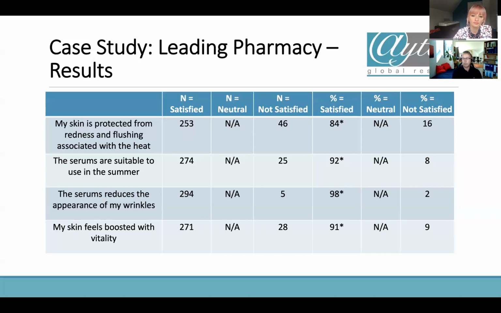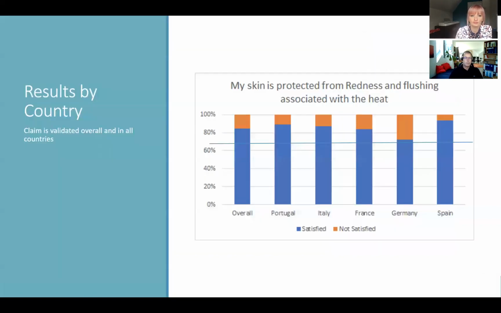Just taking some examples, this was quite a big test with quite a few claims. The serums are suitable to use in the summer. The serum reduces the appearance of my wrinkles. And my skin feels boosted with vitality. So all these claims were validated on a general scale. But as we talk about international, I may go to the next chart.